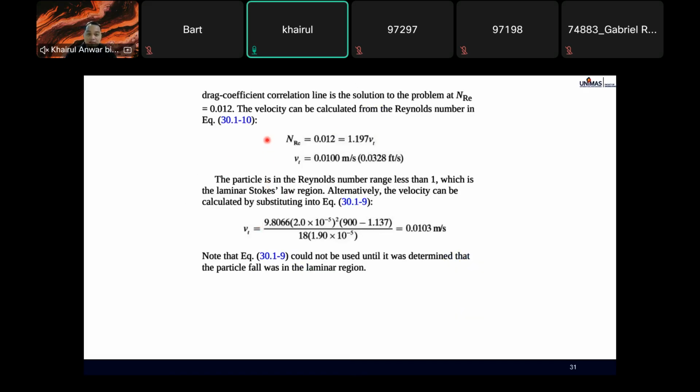So 0.012 is coming from the figure 30.1-1. The velocity can then be determined from the Reynolds number equation. Then you determine the actual value of VT. This actual value of VT, you substitute into equation 30.1-9.